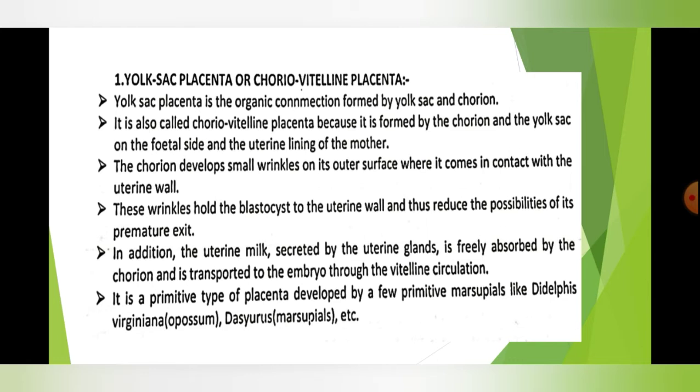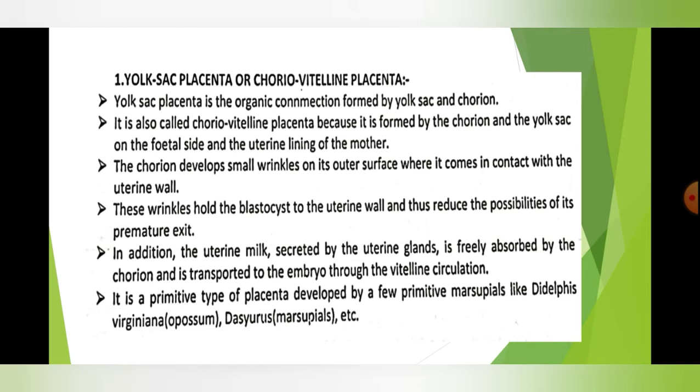Then the chorion develops small wrinkles on its outer surface where it comes in contact with the uterine wall. The outer surface of the chorion will be contacting the wall of the uterus. These wrinkles hold the blastocyst to the uterine wall and thus reduce the possibilities of its premature exit.